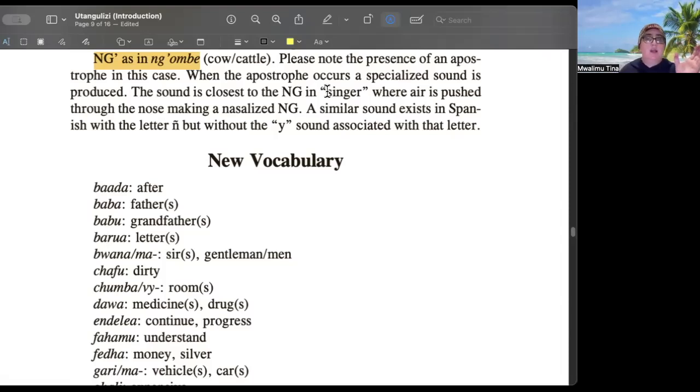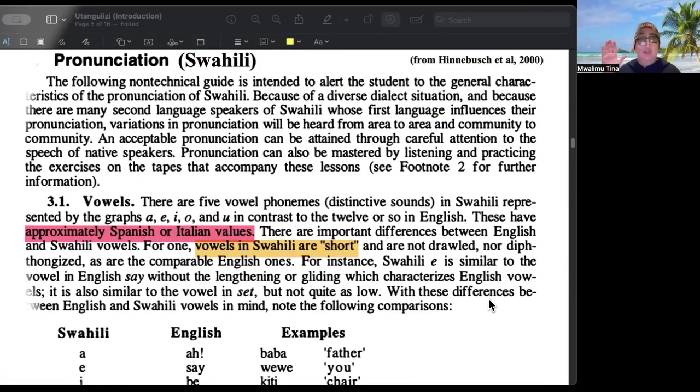Go straight from sing into ng'ombe. For example, sing ng'ombe. Mambo, habari zenu.